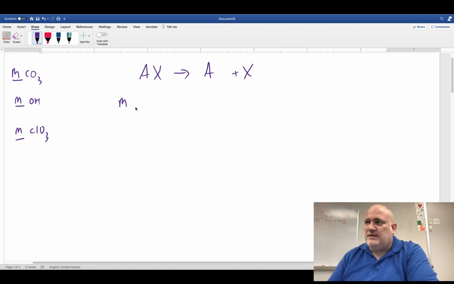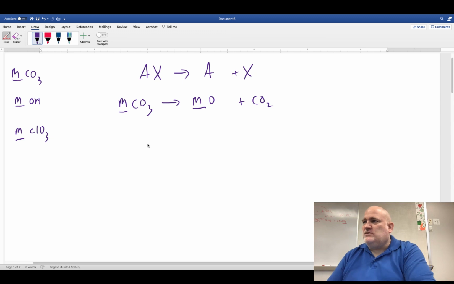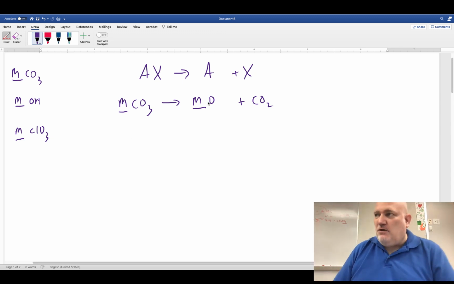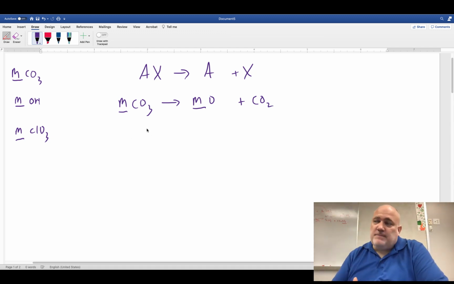MCO3. What happens is that the metal actually grabs onto an oxygen, forms a metal oxide, and then CO2 gets kicked off. So anytime you see a metal carbonate, it will always form a metal oxide and carbon dioxide. Now, we could pick any metal randomly, and I'm going to just pick lithium, right?